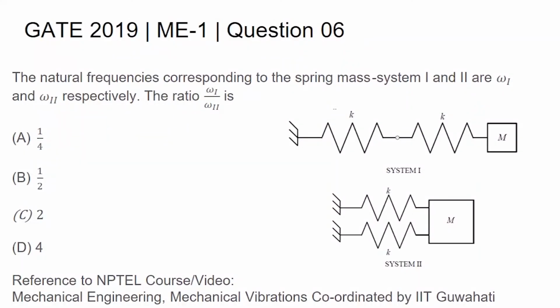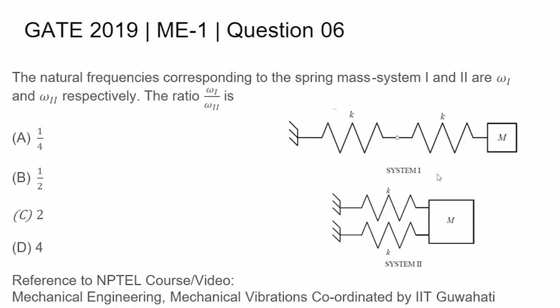In this video, we will solve the sixth question from the Mechanical Engineering first set question paper conducted in GATE 2019. The question is: the natural frequencies corresponding to the spring mass system 1 and 2 are omega 1 and omega 2 respectively. The ratio omega 1 by omega 2 is.